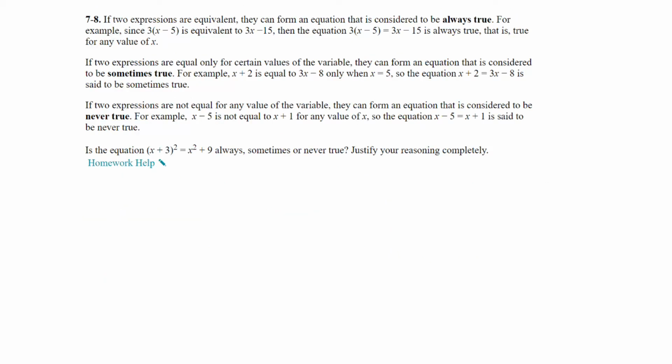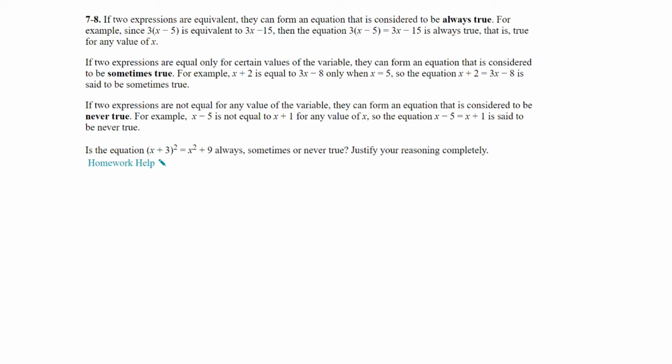Question 8. If 2 expressions are equivalent, they can form an equation that is considered to be always true. For example, since 3 times the quantity x minus 5 is equivalent to 3x minus 15, then the equation, when you set those two equal to each other, is always true. That is true for any value of x.